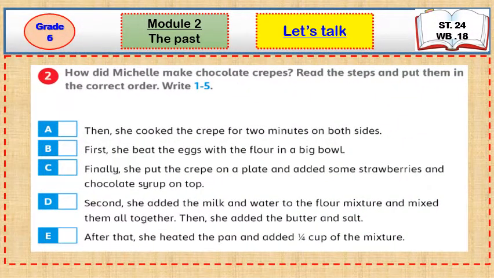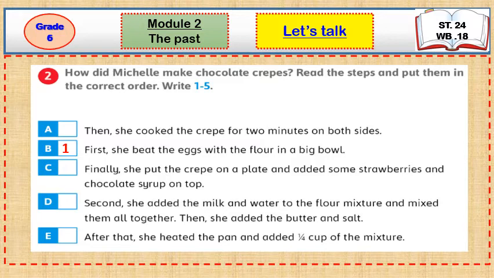Now, exercise number 2. How did Michelle make chocolate crepes? Read the steps and put them in the correct order. Write 1 to 5. We want to arrange these steps for making the crepes in the correct order. Which sentence will we begin with? First, yes. First, she beat the eggs with the flour in a big bowl.